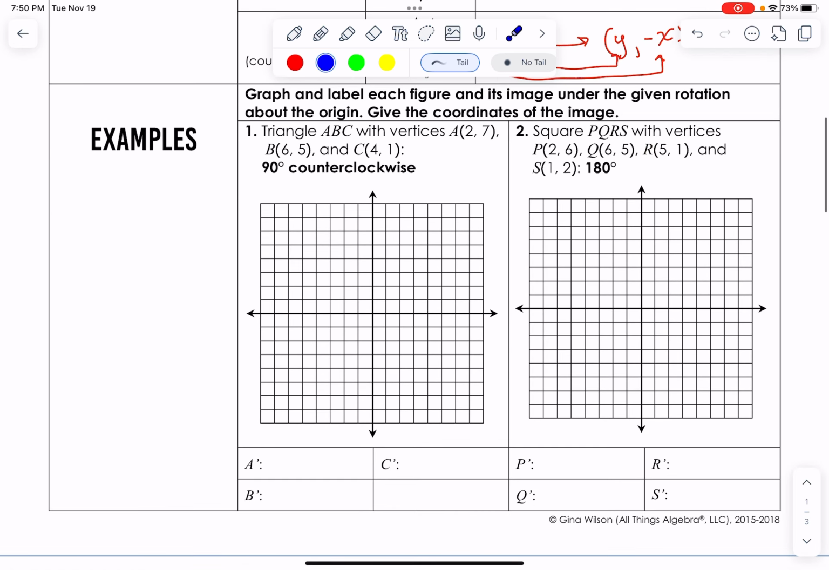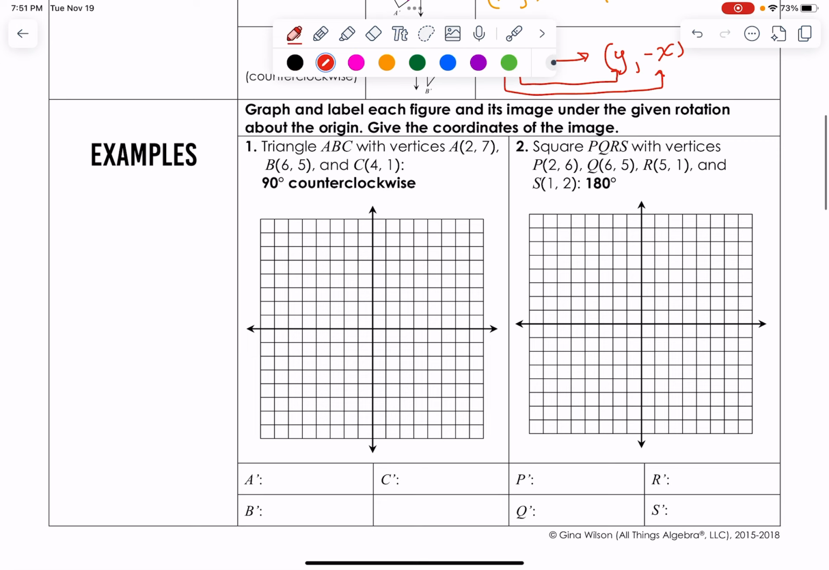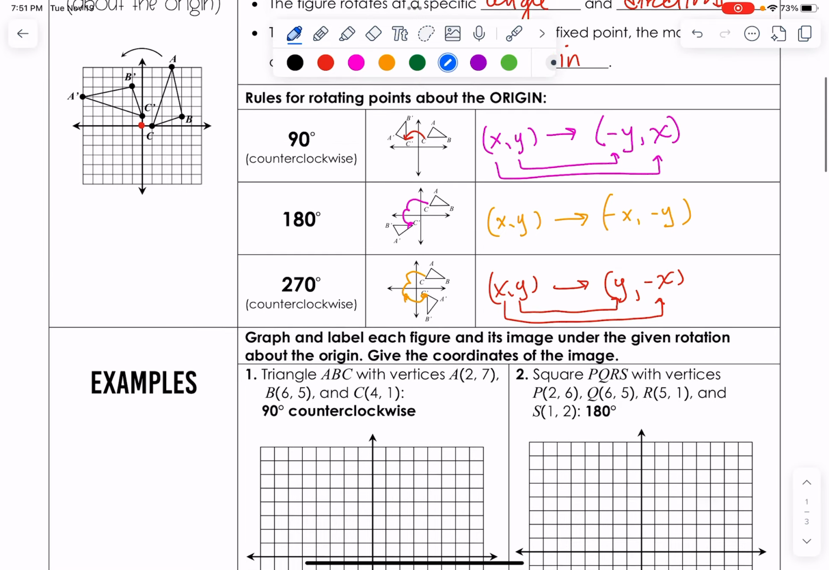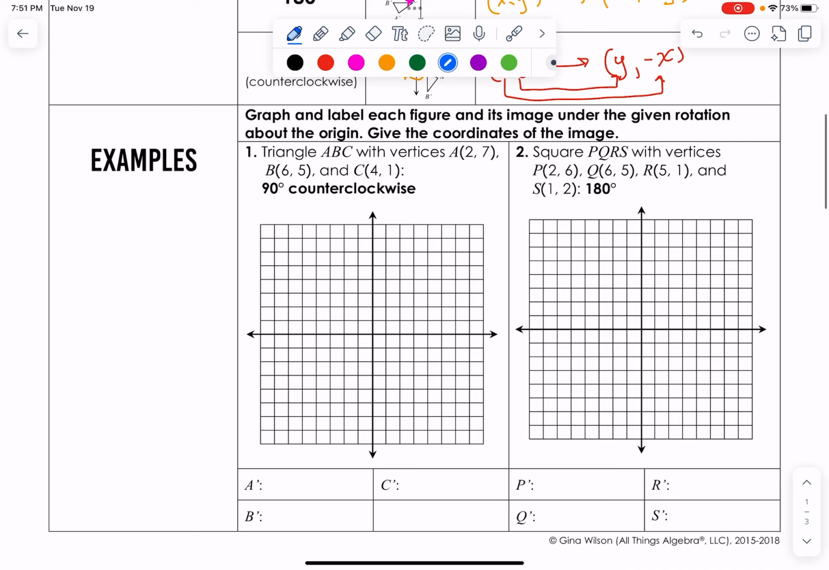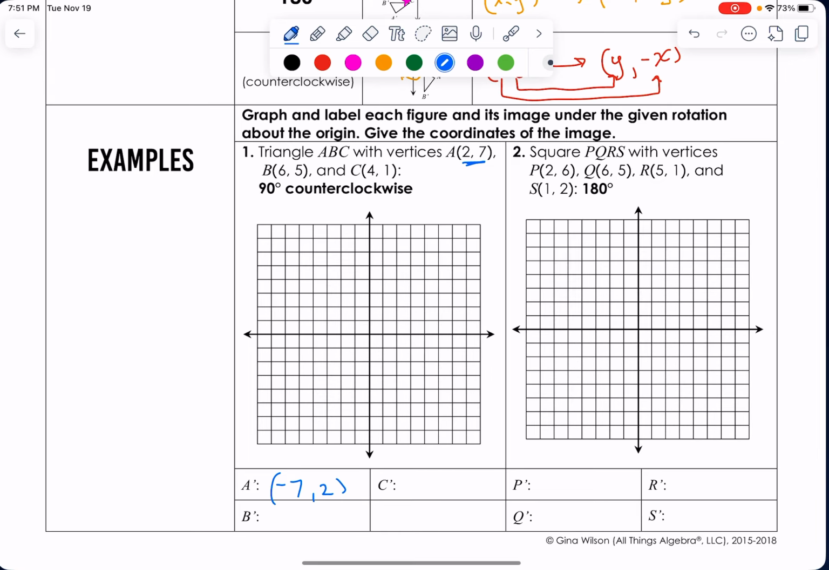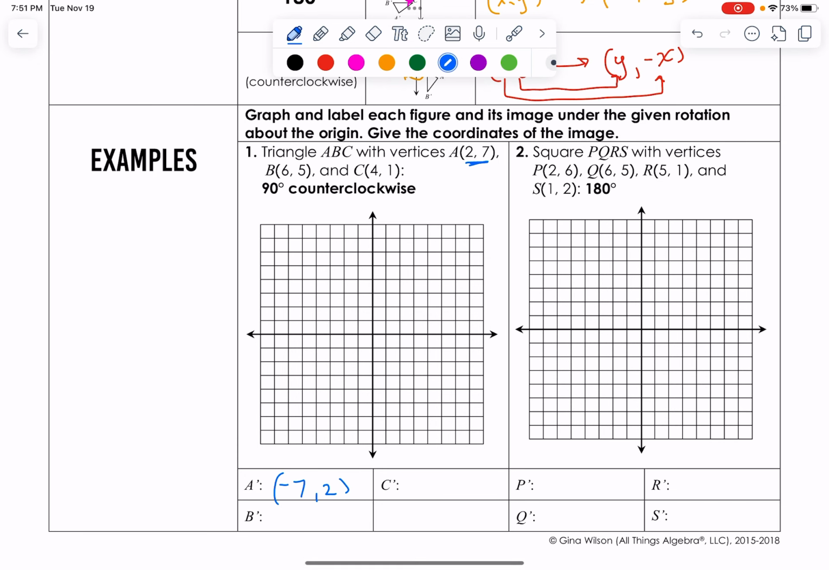All right, so let's do some examples. This is 90 degrees clockwise. So 90 degrees clockwise means that I change the positions and change the sign of the y. So if A is 2, 7, it becomes 7, negative 2. Remember that I flip the numbers and change the sign for the y. So let's graph the first one, and then we can check our progress.